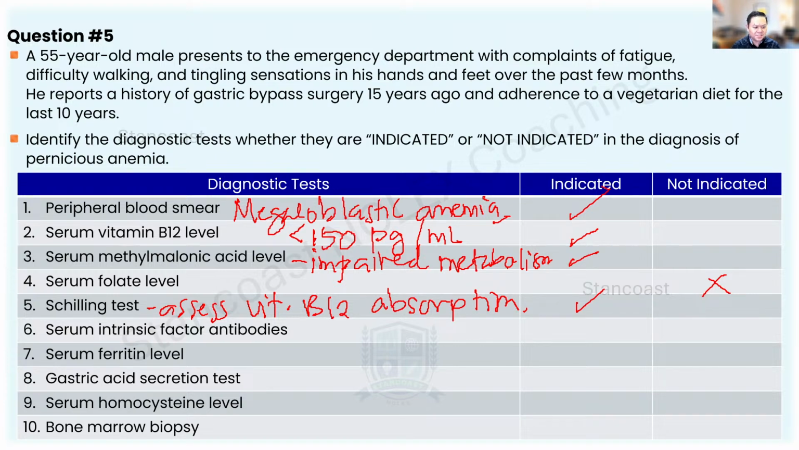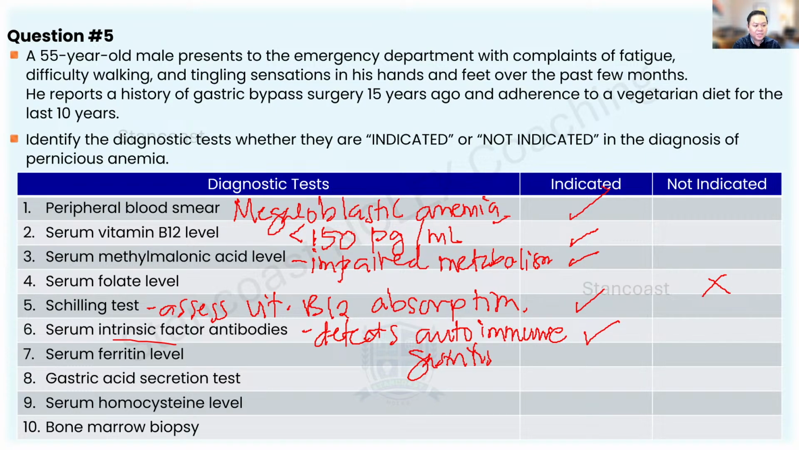Now, talking about the serum intrinsic factor antibodies. So what do you remember about that one? Remember that this is going to help detect those antibodies working against the intrinsic factor. So this can also confirm the autoimmune gastritis. That will be indicated.